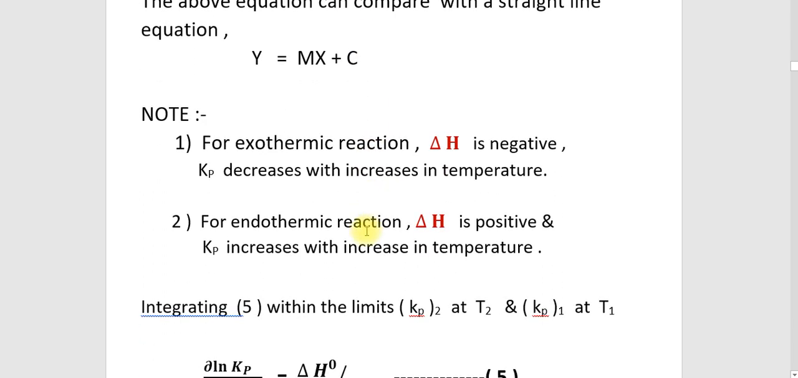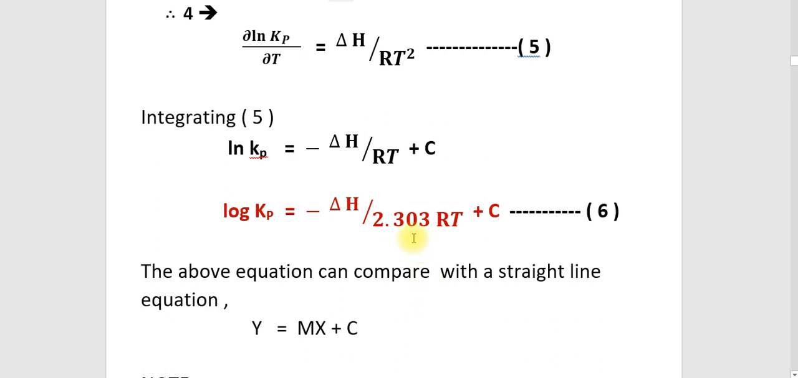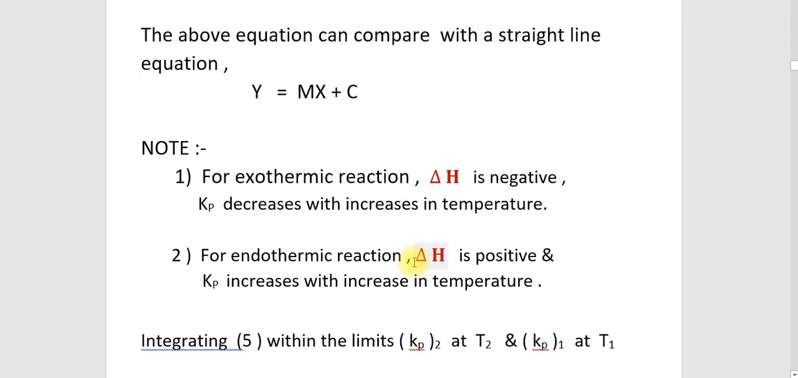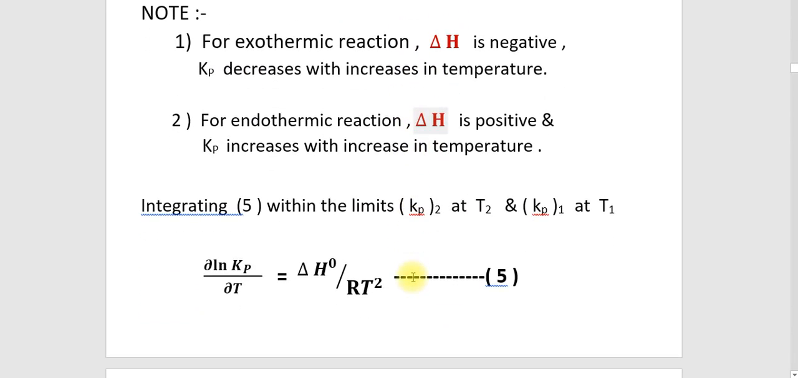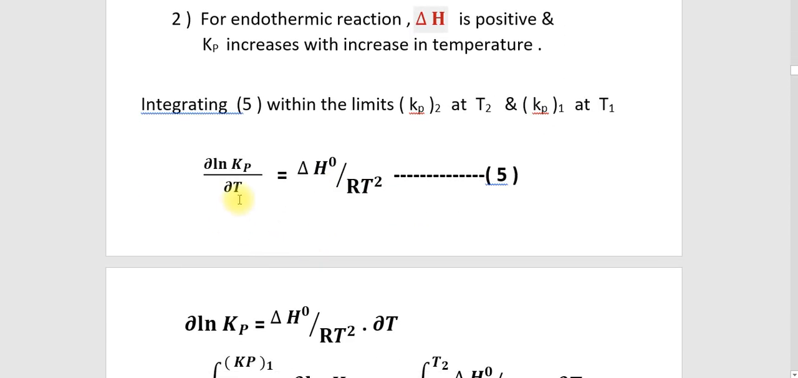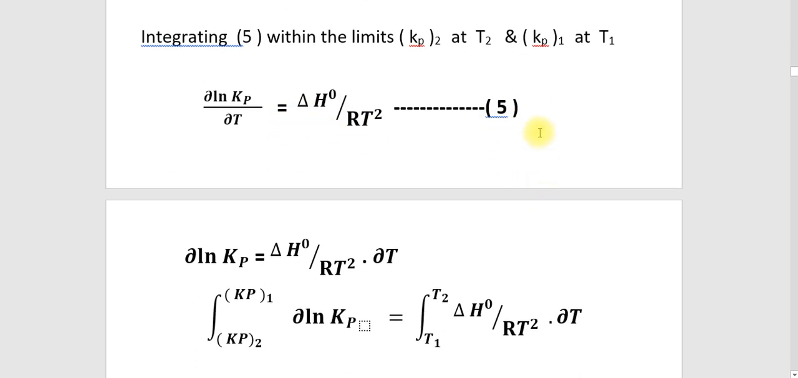Okay. Then integrating equation 5 within the limits Kp2 at T2 and Kp1 at T1. I am giving two conditions to equation 5, the two limits. So no problem. Integrating 5 within the limits Kp2 at T2 and Kp1 at T1. ∂ln Kp by ∂T is equal to ΔH0 by RT square. This is our fifth equation.